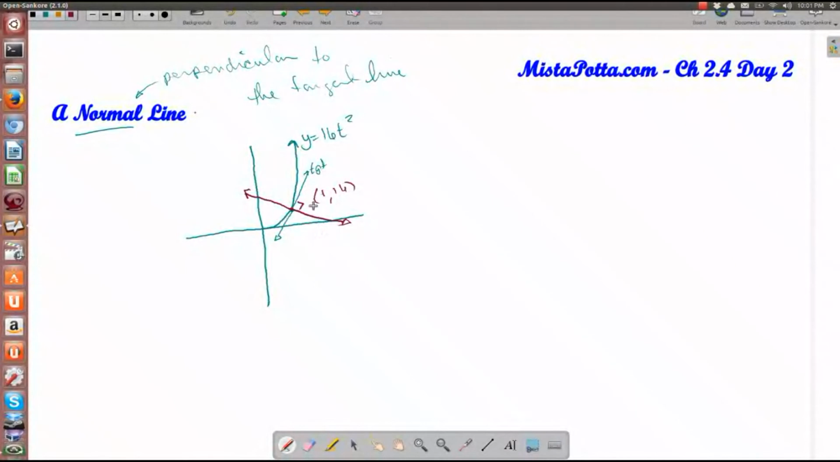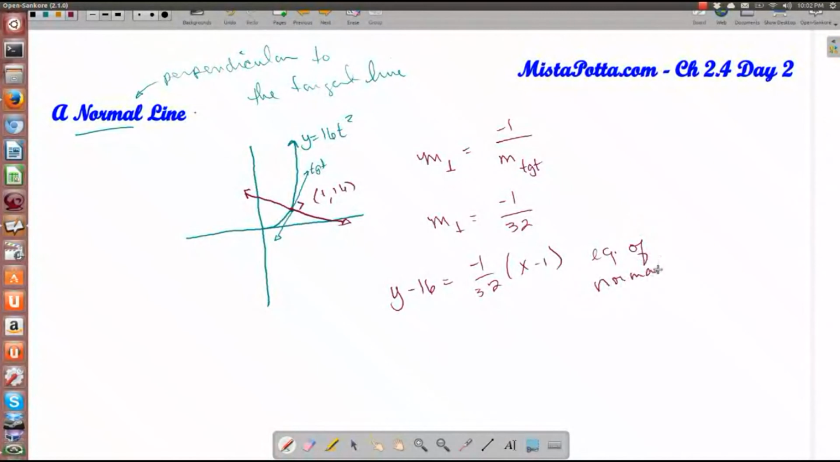Both of these lines go through the point (1, 16). And from our previous classes, we know that the slope of a perpendicular is the negative reciprocal of the slope for our tangent line. So our perpendicular slope is negative 1 over 32. And so that means that the equation of our line, because it passes through the same point, is y minus 16 equals negative 1/32 times x minus 1. And so this is the equation of our normal line.